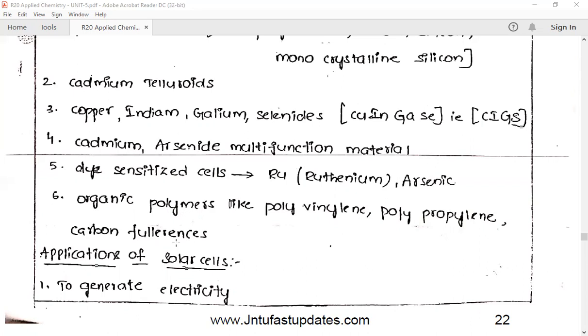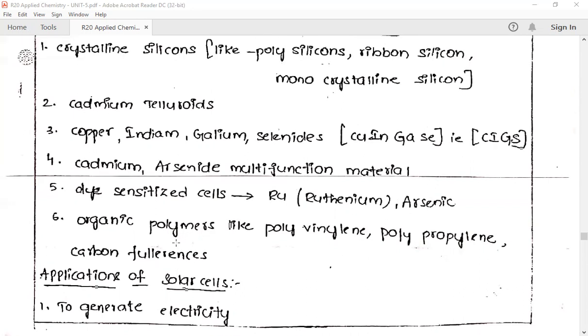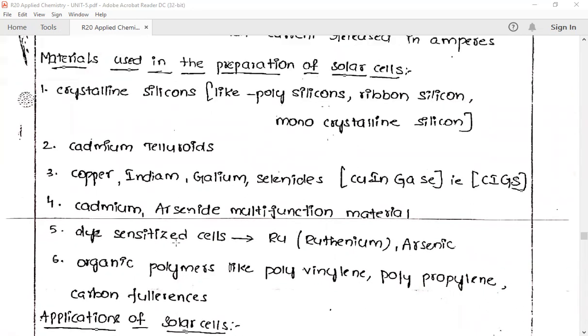Gallium arsenide multi-junction material is developed for special applications such as satellites and space exploration. Multi-junction cells consist of multiple thin films. So this is about the materials which are used in the preparation of the solar cells.